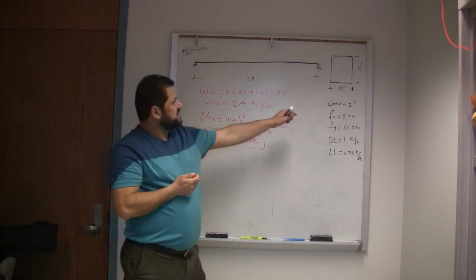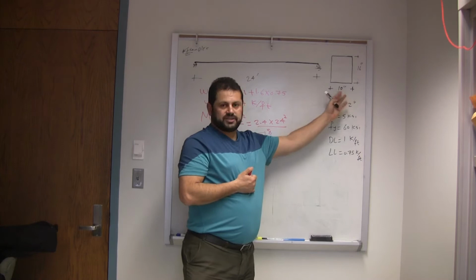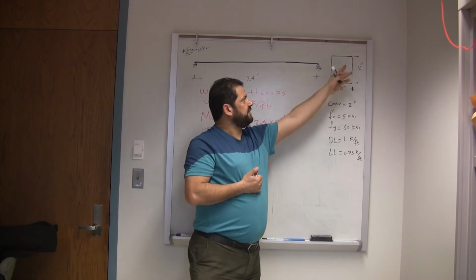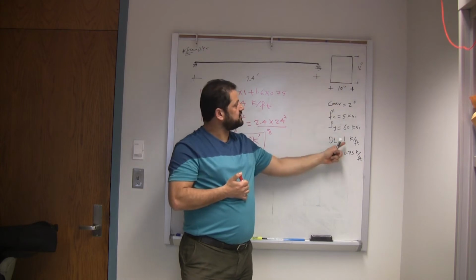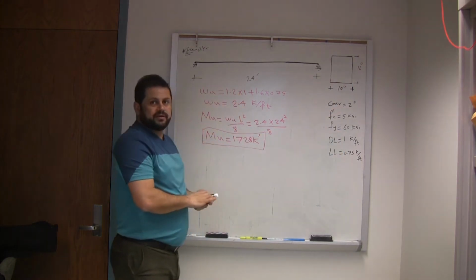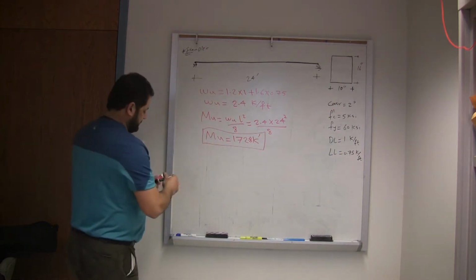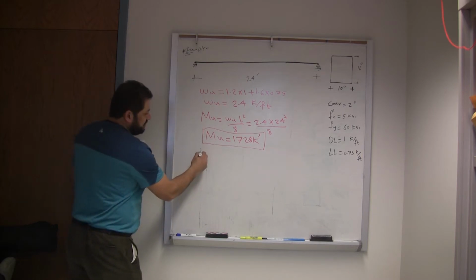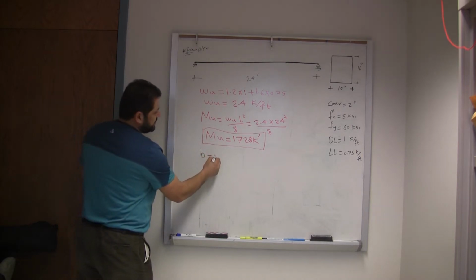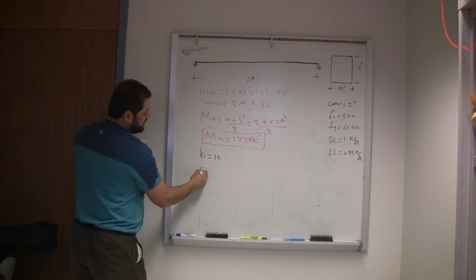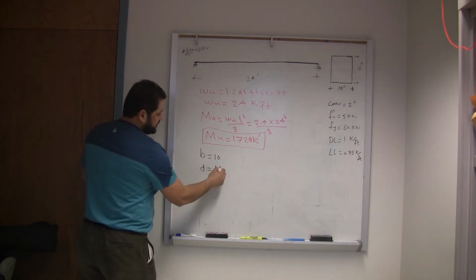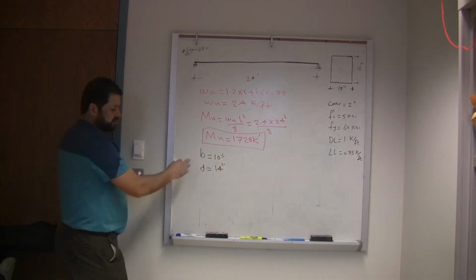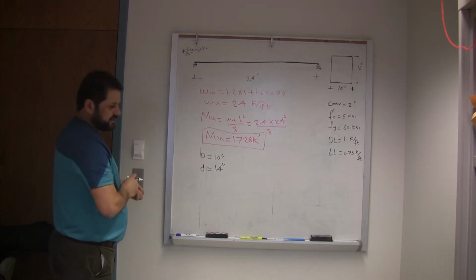So the maximum width is 10 inch that's allowed to us, B, and H is 16. So if H is 16 and the cover is 2 inch, D will be 14. So we have B equal 10 and D equal 14 inch.